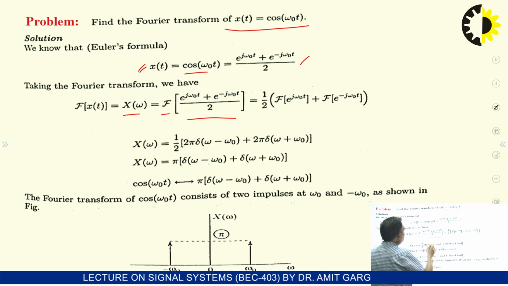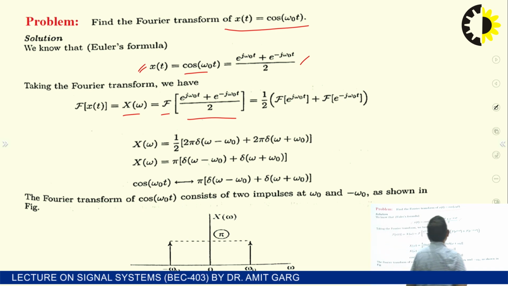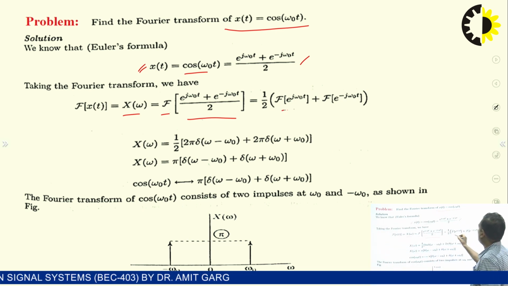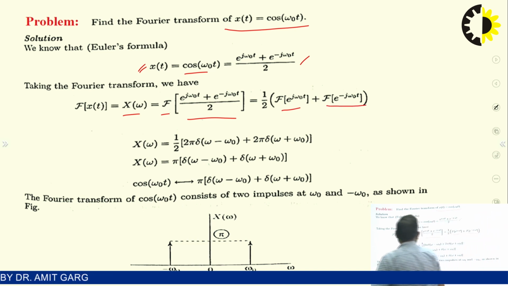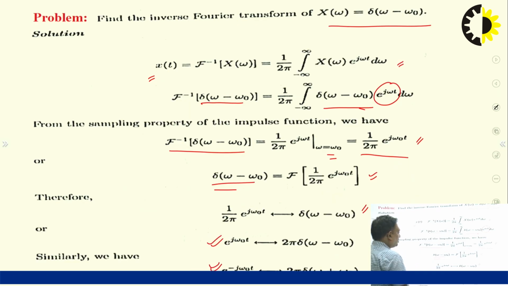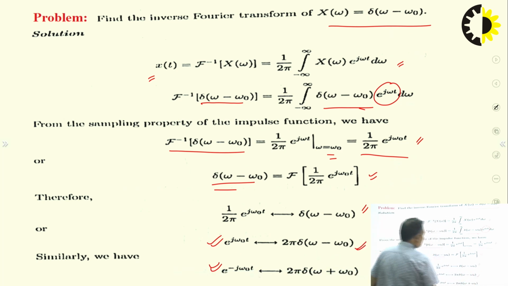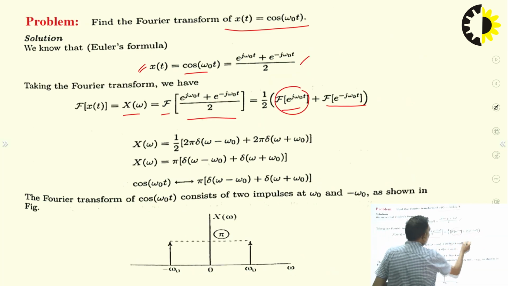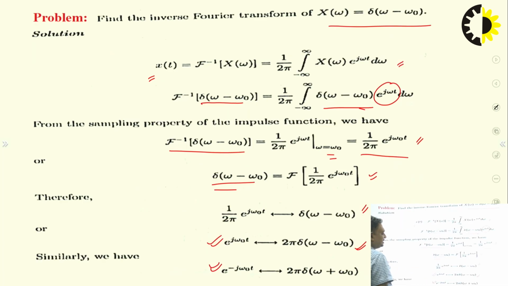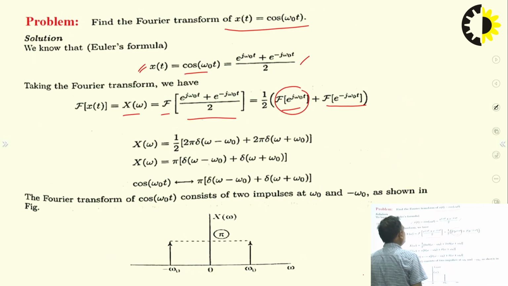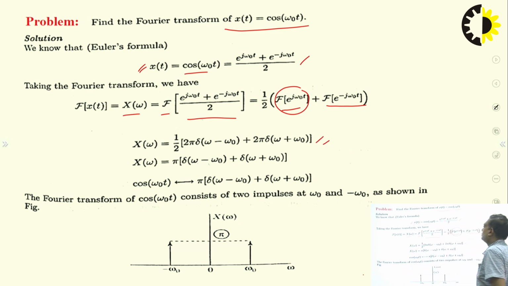x(t) is this. Now we can separate it as 1 by 2 times the Fourier transform of e to the power j omega naught t plus 1 by 2 times the Fourier transform of e to the power minus j omega naught t. The Fourier transform of e to the power j omega naught t is 2 pi delta omega minus omega naught, which we have already calculated, and the Fourier transform of e to the power minus j omega naught t is 2 pi delta omega plus omega naught. So we put these values in, and the Fourier transform of cos omega naught t comes out as pi times delta omega minus omega naught plus delta omega plus omega naught.